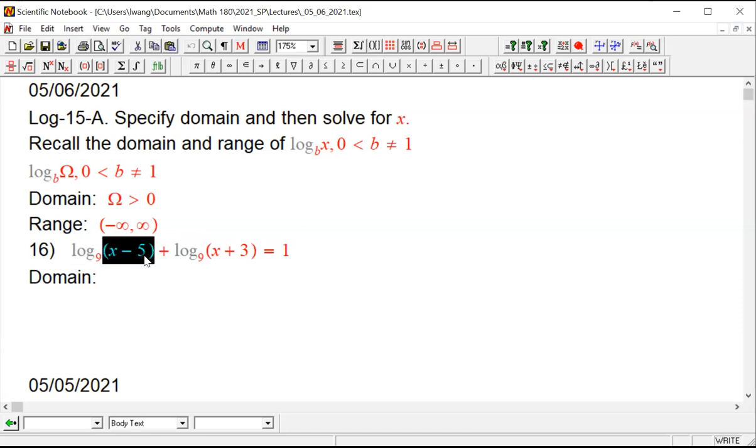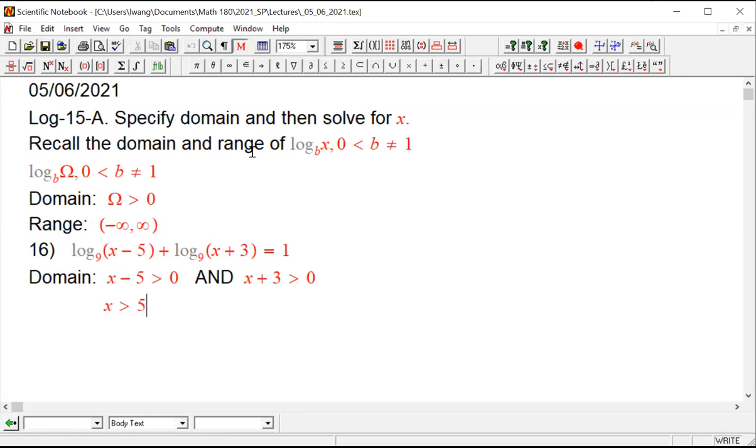To consider the domain, we have two quantities that must satisfy the argument being greater than 0. One is x minus 5, which must be larger than 0, and the other one, connected by and, x plus 3 must be greater than 0. So we get x is larger than 5 and x is larger than -3.